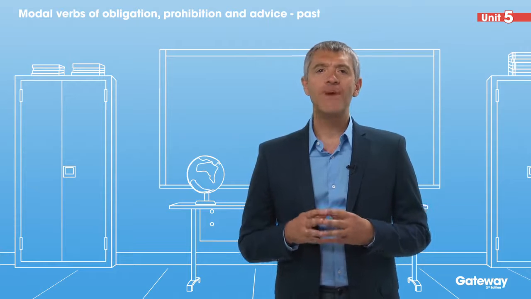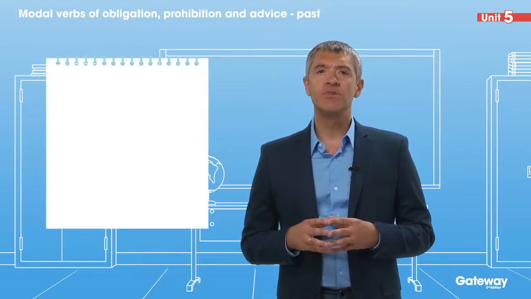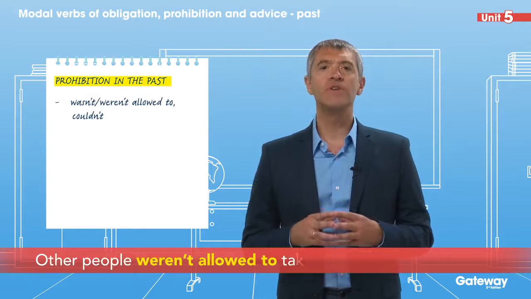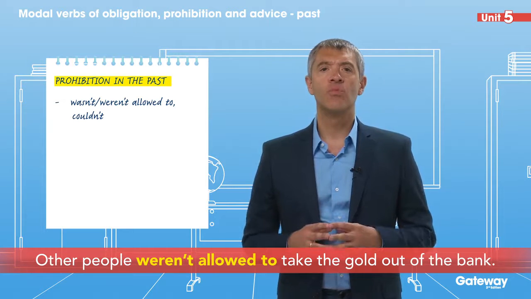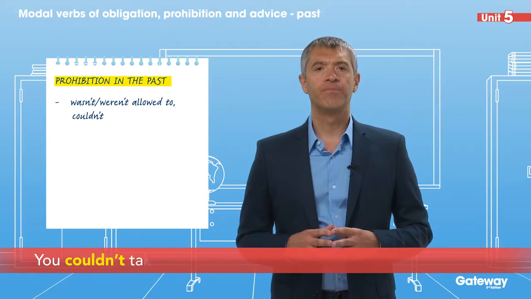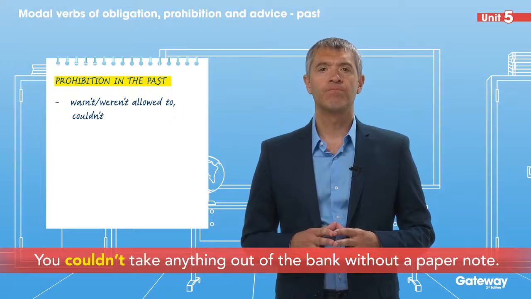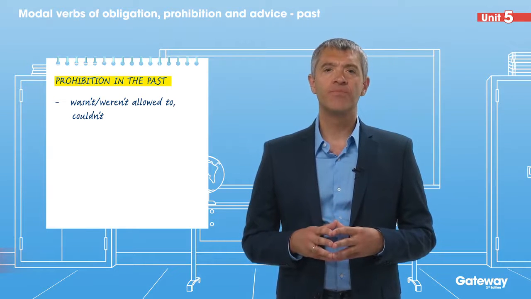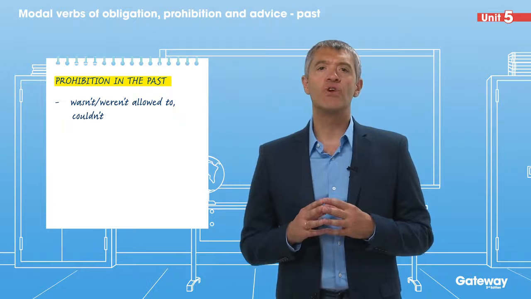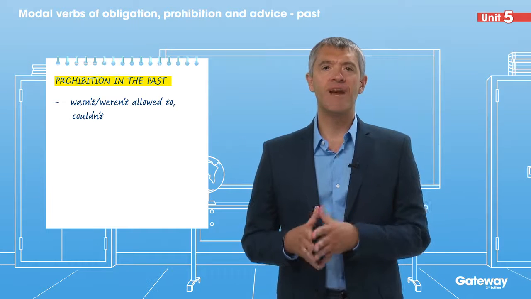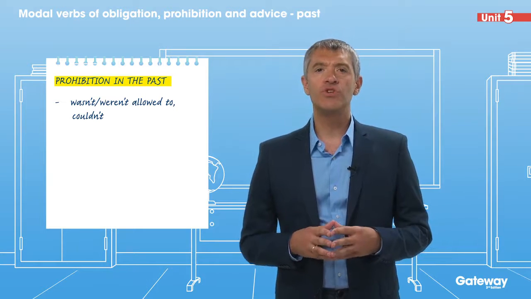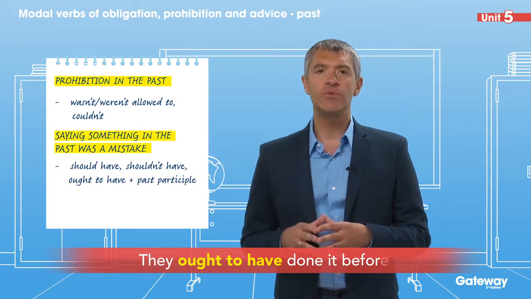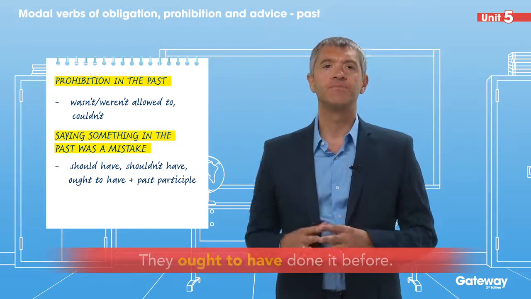Now, to talk about something that was prohibited or not possible, we use wasn't or weren't allowed to, or couldn't. To say that something that happened in the past was a mistake, or to express a regret for something that didn't happen in the past, we use should have or shouldn't have, or we can also use ought to have.